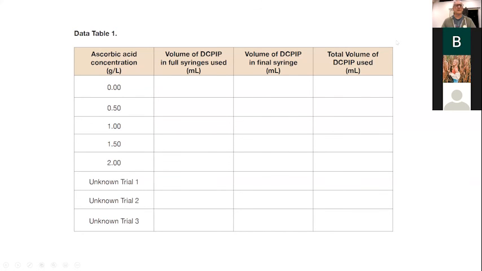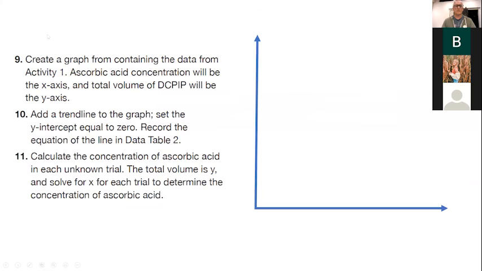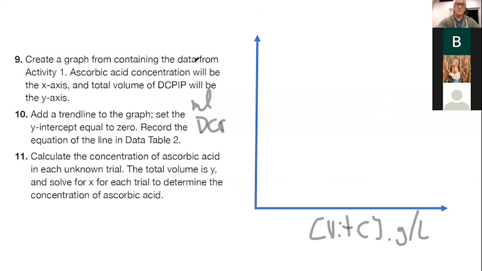Okay, so when you do your plot, it's going to look like this. You're going to put your concentration of vitamin C down here in grams per liter or mgs per mil, it's the same thing. And then over here will be milliliters of DCPIP. So hopefully you'll have a fairly straight looking line.